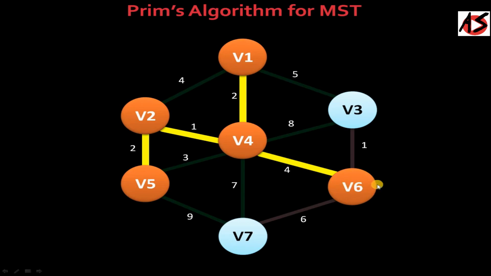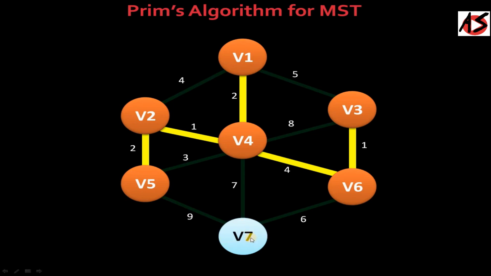Now we can explore two new edges, that is V6 to V3 and V6 to V7. Let's include them for our next consideration, and then we again select the minimum one. In this case 1 is the minimum weight and it leads to V3. So let's connect V3. Now from V3 you are not getting any new nodes for connection. So from the remaining edges you select the minimum which will lead to V7.